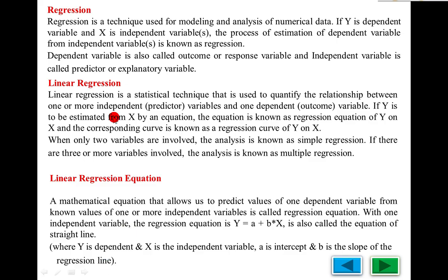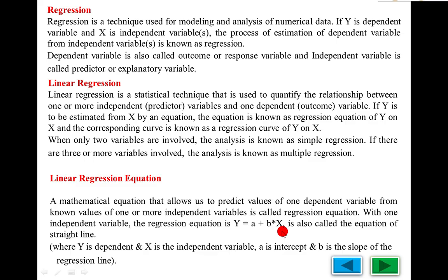So the main purpose of regression is prediction, estimation of the value of y with the help of x. x may be 1 or 2 or 3 variables; independent variables may be 1 or 2 or 3 and so on. If you use this equation, it is called the regression equation, equation of the straight line, or regression line, etc.